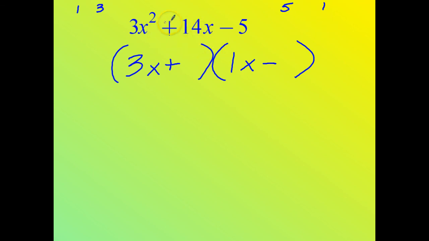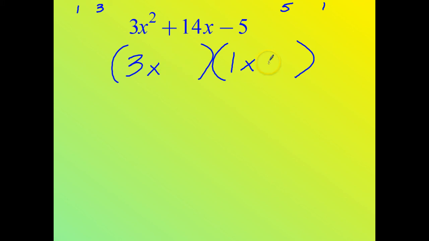Okay, and I need the larger product to be a positive. So let's do this. I need 3, and I need the 15 to be positive. So I'm going to put my 5. Well, that's not going to work. So I need to switch this. And what I said earlier about this not mattering, actually it does. So we have to be careful about that, all right?